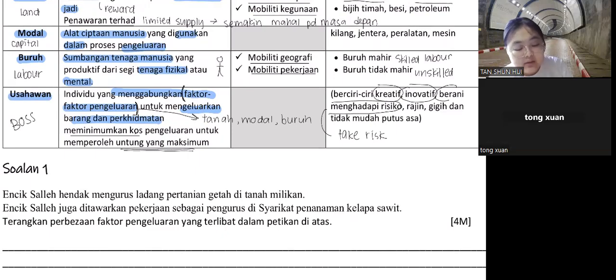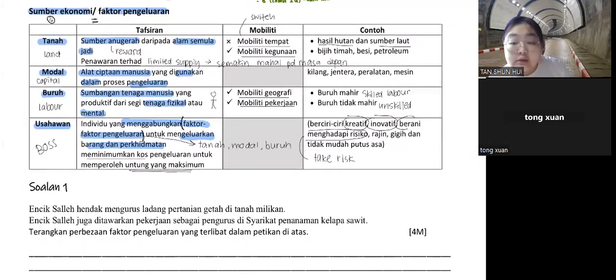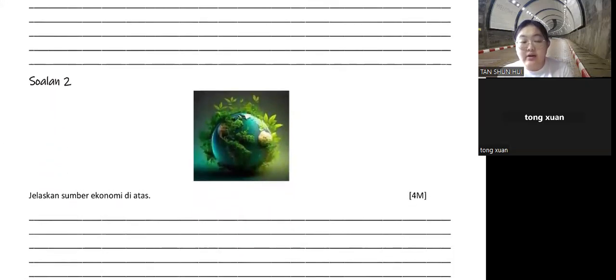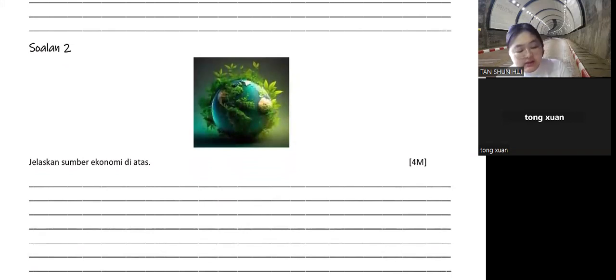All right. Now, this is a short note, but of course, in the exam, how do they ask you? Normally, they will give you maybe 2 pictures or 2 situations and ask you to differentiate, or ask you to tell me the similarity of the factor, or explain about the factor. All right. Now, let me show you the second question. This is a very common one. They give you a picture. They ask you to explain the sumber economy.